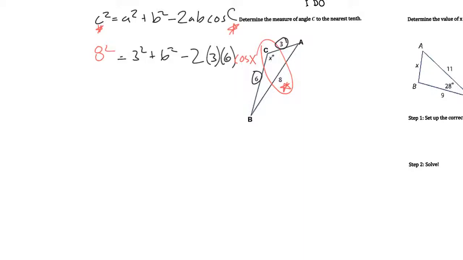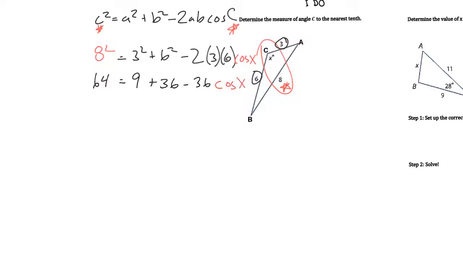So I want to think about order of operations with our GEMDAS: grouping symbols, exponents. I see a lot of exponents here, so I'm just going to simplify. 8 squared is 64, 3 squared is 9, 6 squared is 36, not 26, minus 2 times 3 is 6, times 6 is 36, cos x.